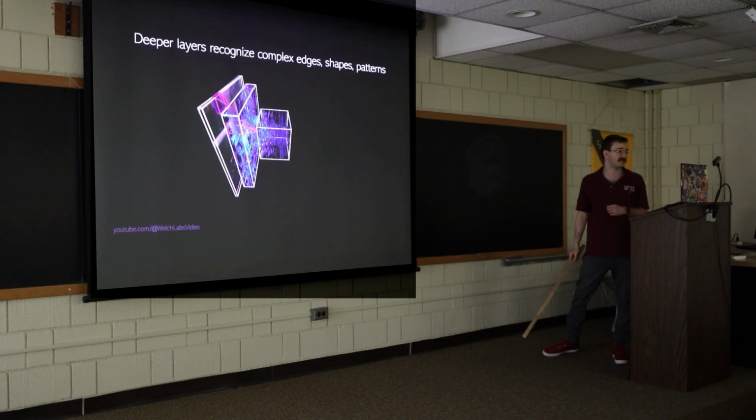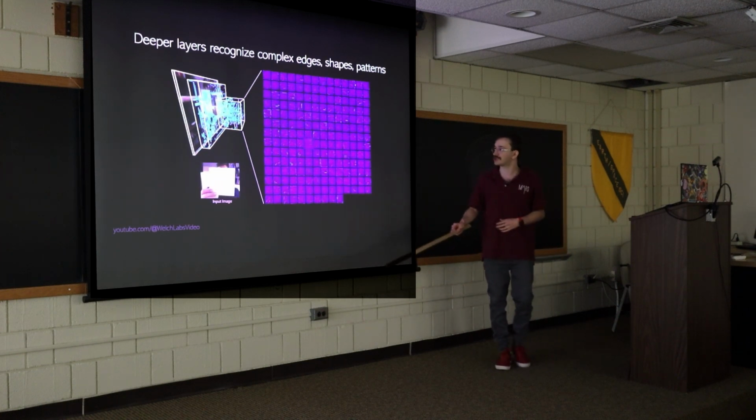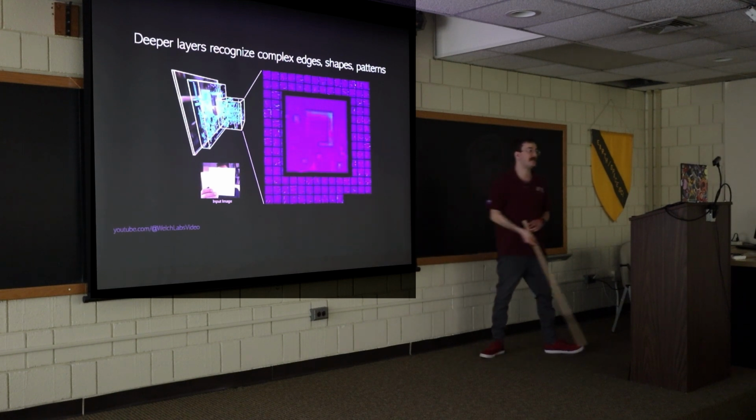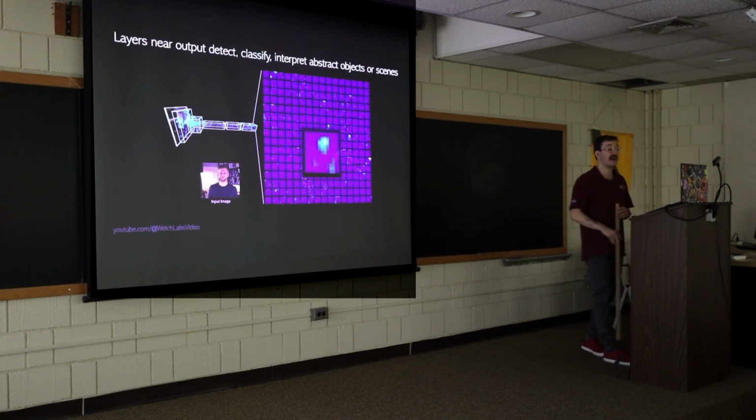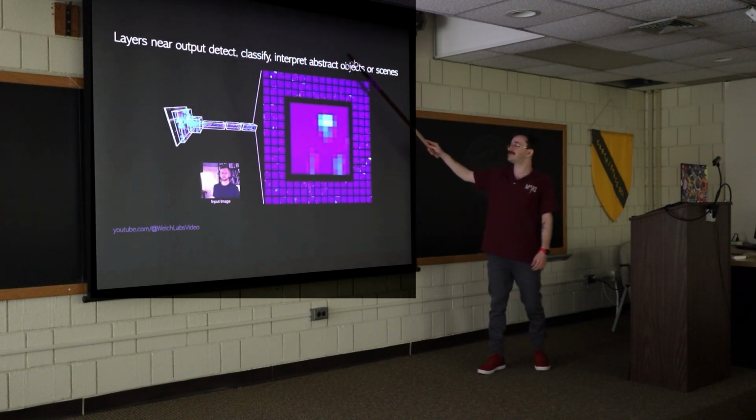And as you go deeper into that, the deeper layers will tend to recognize complex edges and patterns and shapes. So you can see he's holding up a piece of paper here and it's picking up on the edges of that paper. As we go further in, near the output of the neural network, we're going to start to detect and classify abstract objects or scenes.